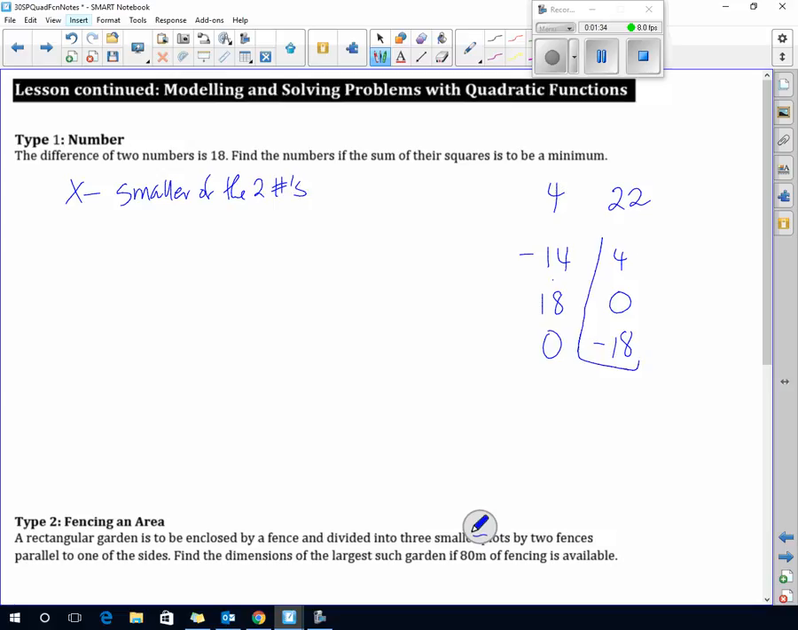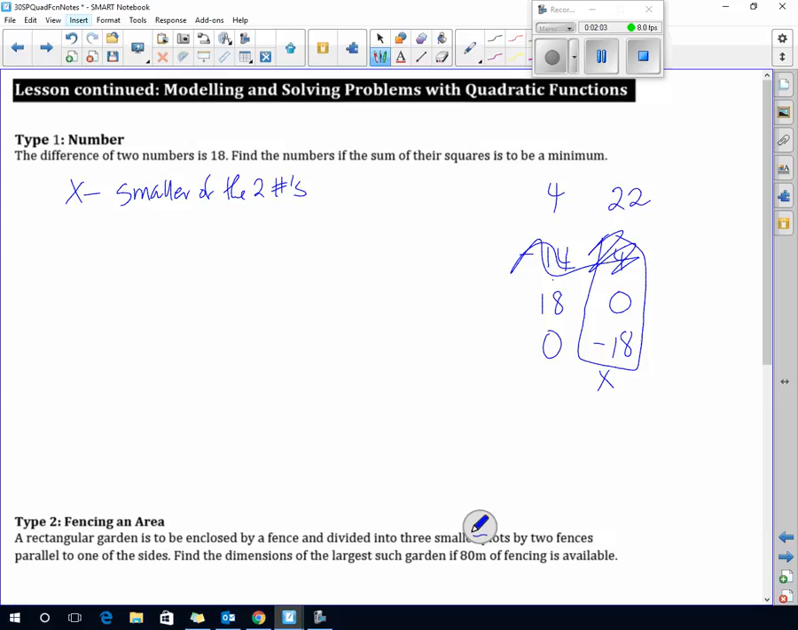Sorry, this wasn't a smaller one. You have to look at this one. So how did we get that? X plus 18? So if this is the smaller number, I got that. If this is a smaller one, you could have it at x plus 18. Is the difference between the two 18? Yes. You could have had x and x minus 18.